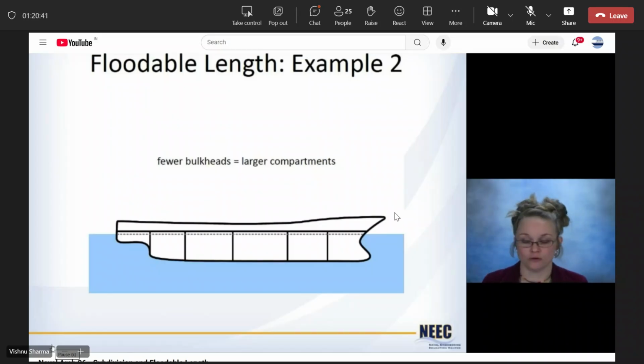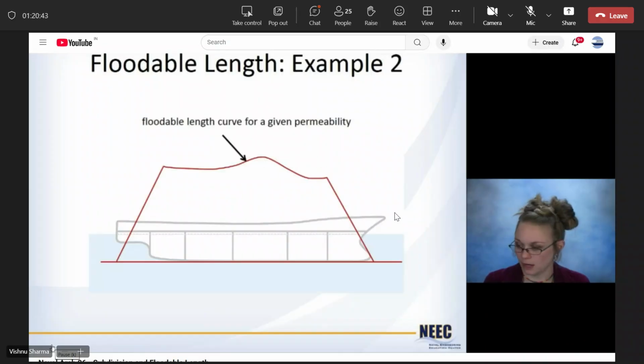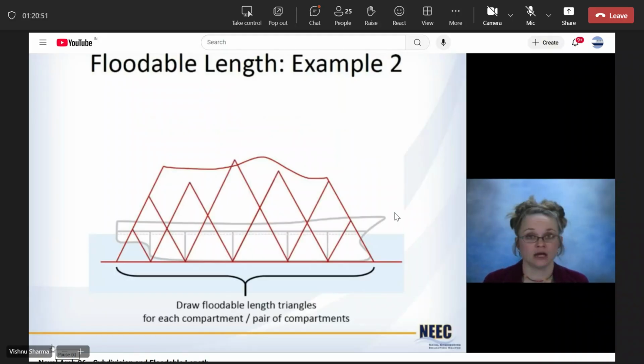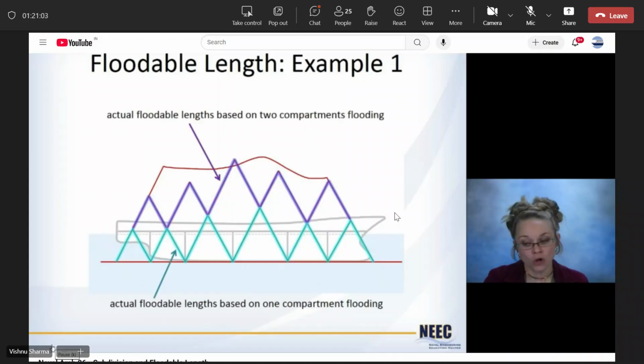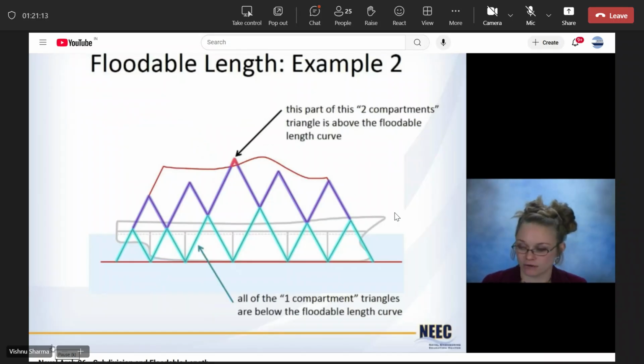Same ship, but now we have fewer bulkheads, so we have larger compartments. We'll overlay it with its floodable length curve here. This is a different permeability. We take it, again, draw the floodable length triangles for each compartment and pair of compartments. But now we have fewer bulkheads, we have larger spaces, and so the triangles are correspondingly larger. We do the same thing, highlight the lines for the actual floodable lengths for the one compartment flooding and for the two compartment flooding, and we see this part of the two compartment triangles is above the floodable length curve.